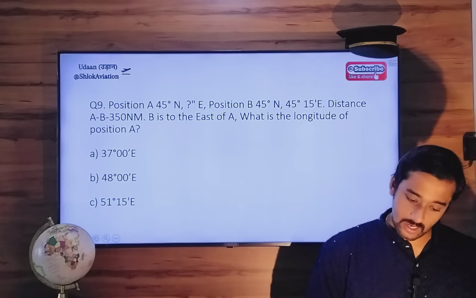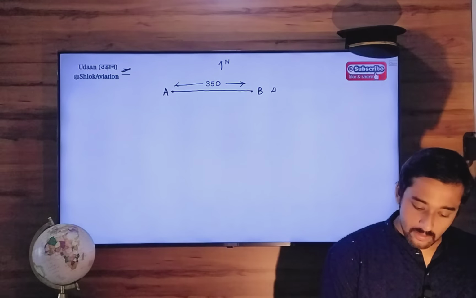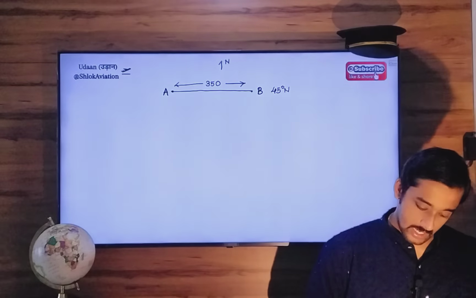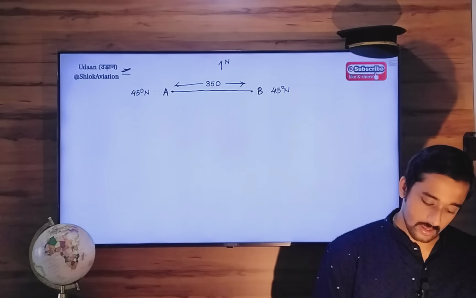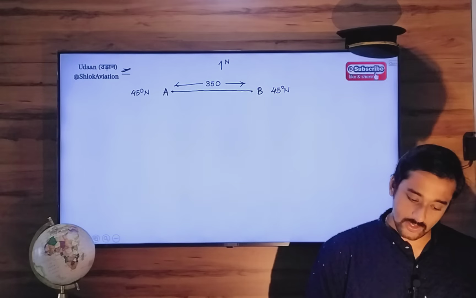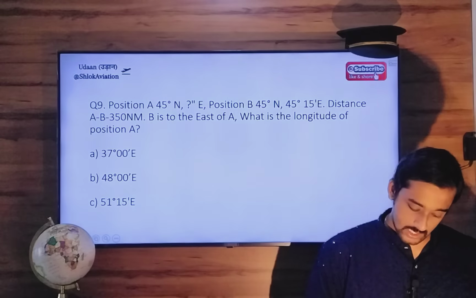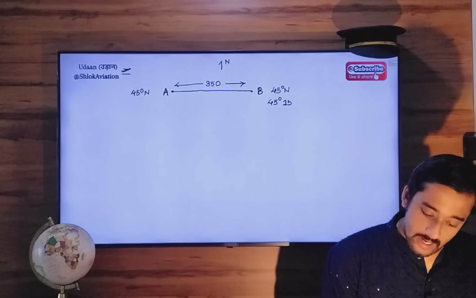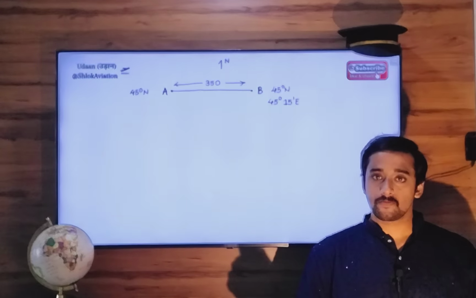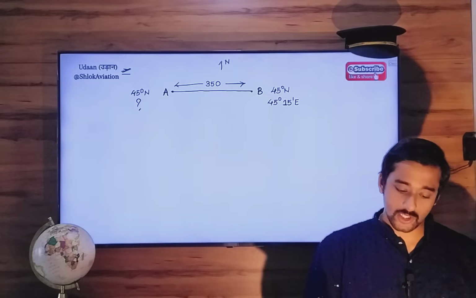B is 45 degrees north, and A is also 45 degrees north, so the same latitude. B's position is 45 degrees 15 minutes east. We have to find the longitude of position A.